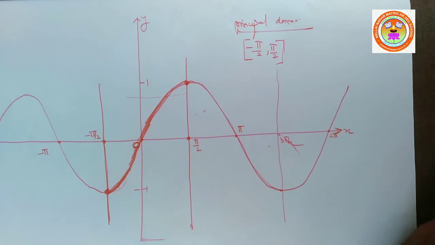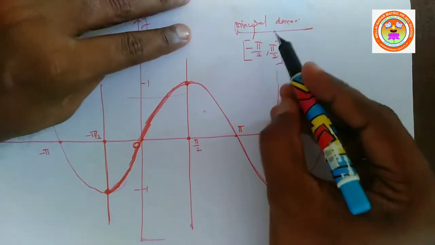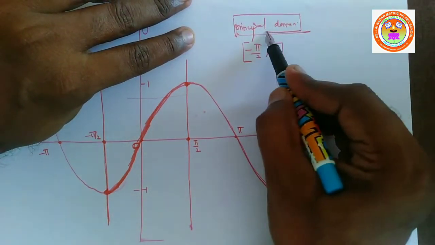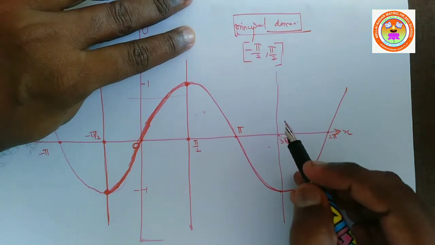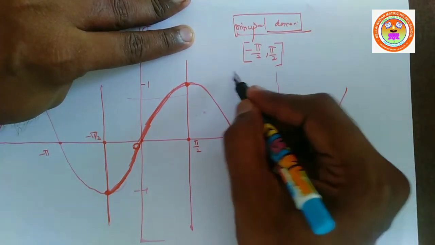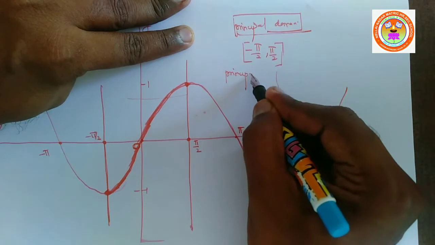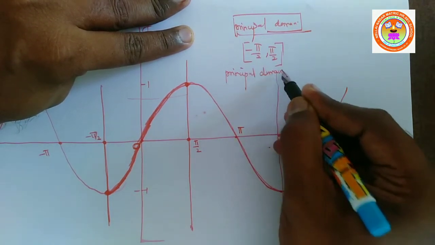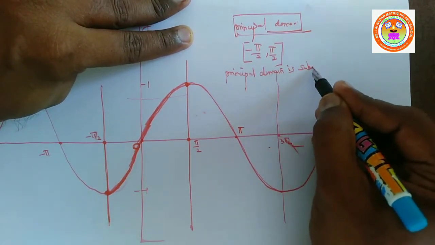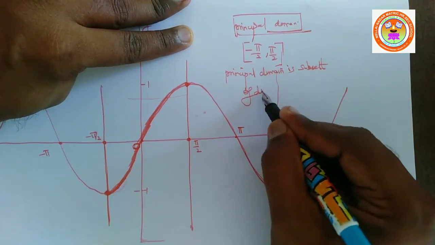So what is meant by domain? What makes a principal domain? The principal domain is a subset of the domain. That's all.